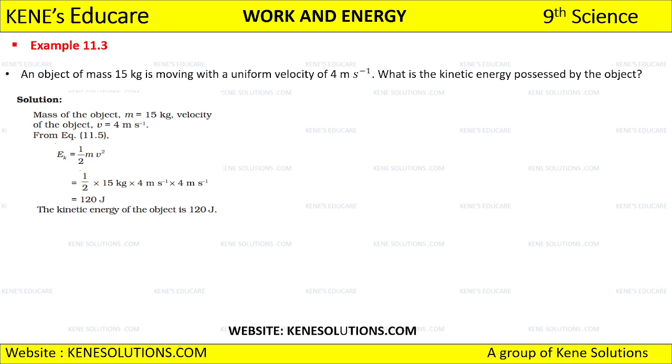So half into mass, half into 15, and velocity squared means 4 squared. 4 squared is 16, right? Once you do the calculation, you will get the answer as 120 joules. Now instead of writing joule, you can even write newton per meter. Okay. So I just want each one of you to please go through it once.